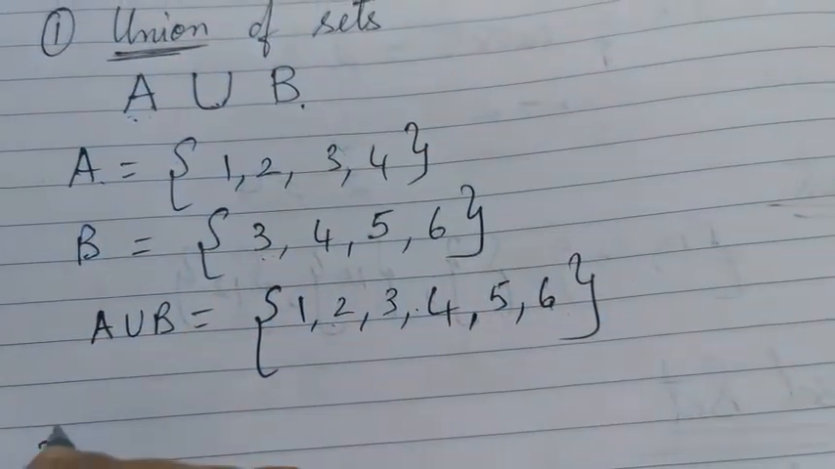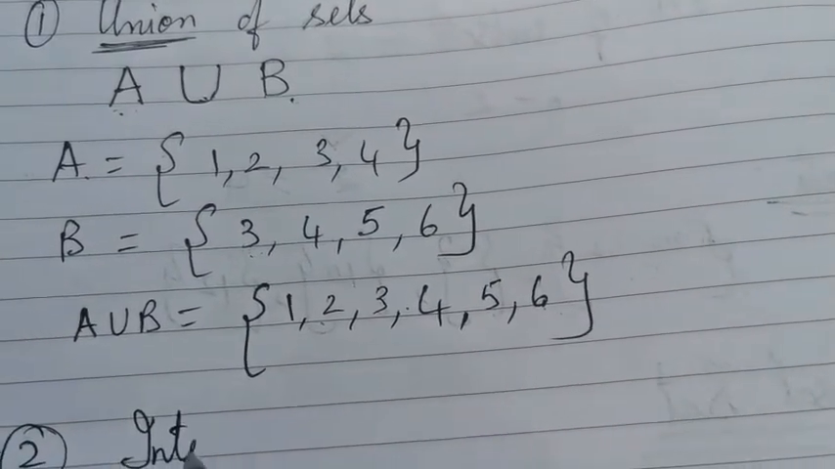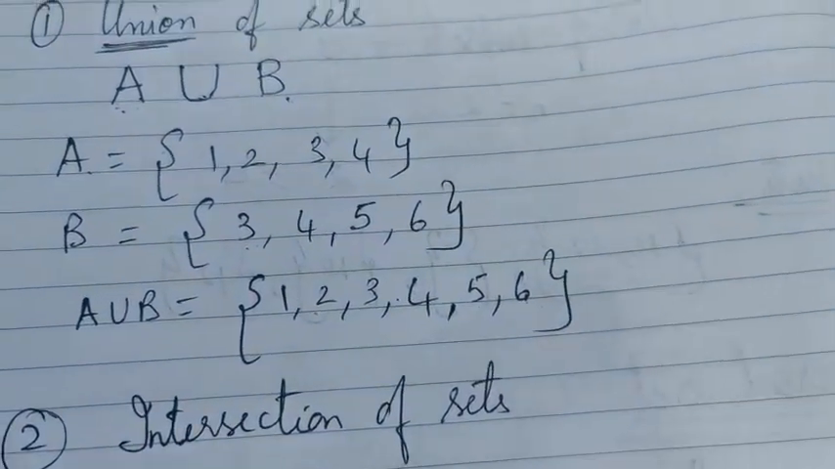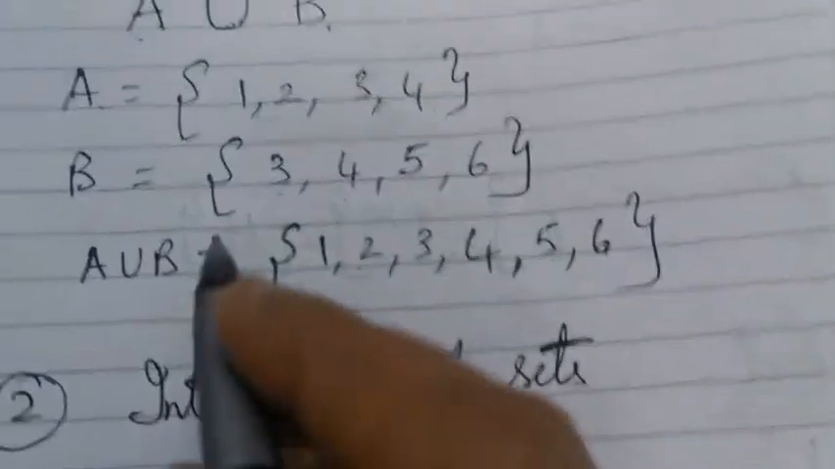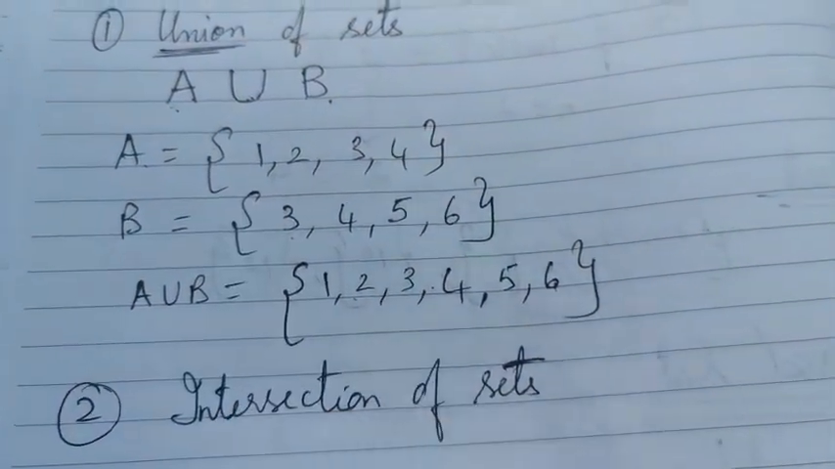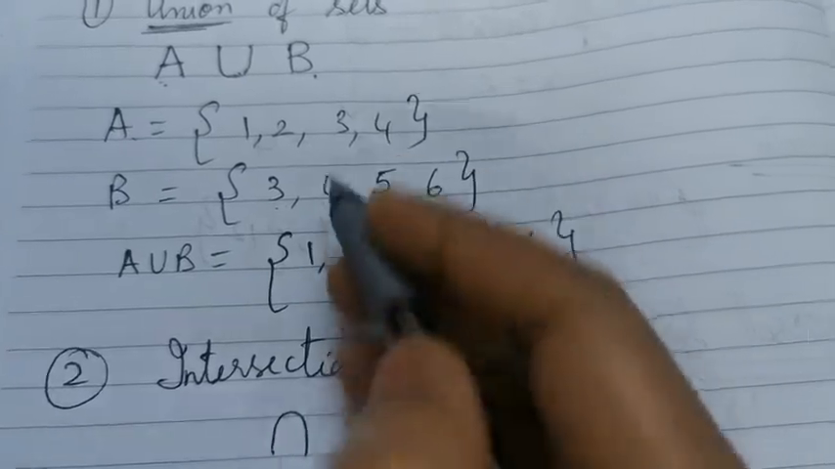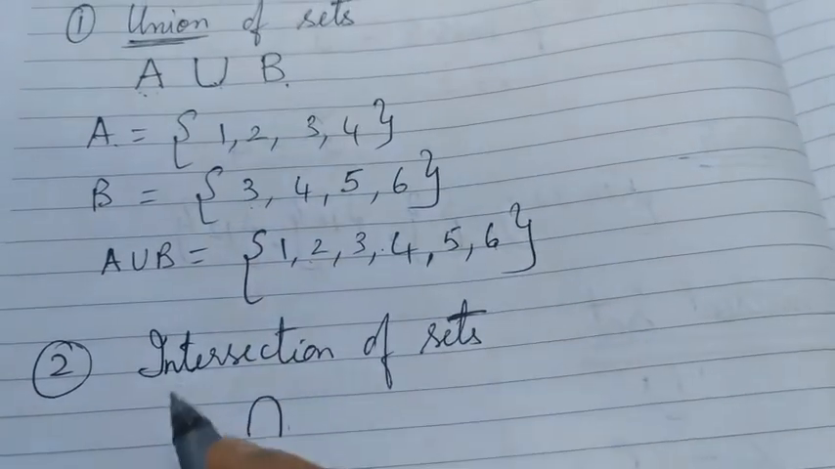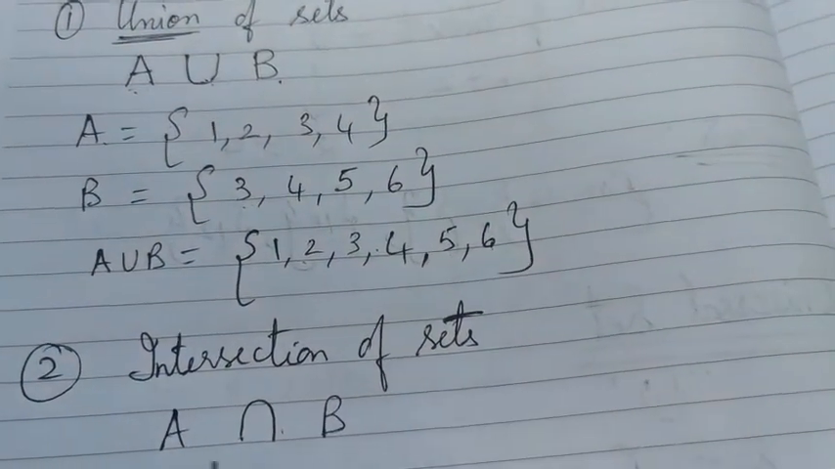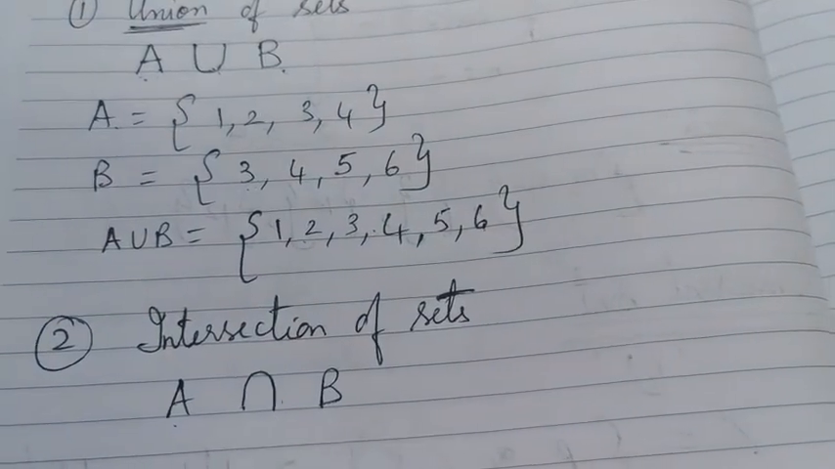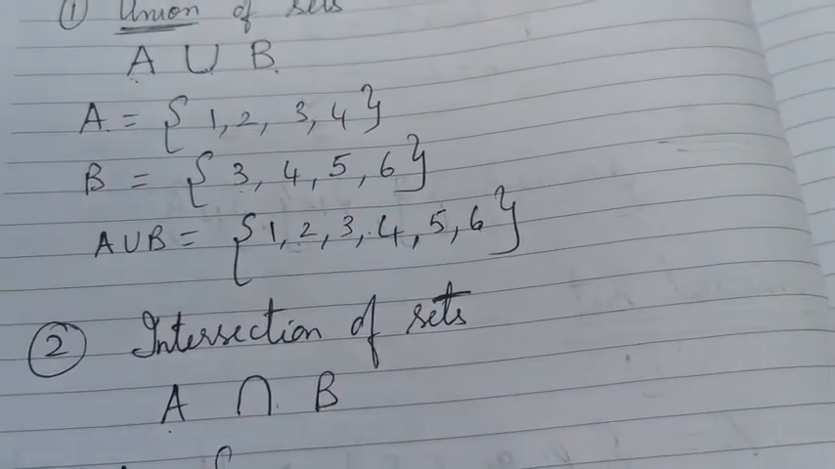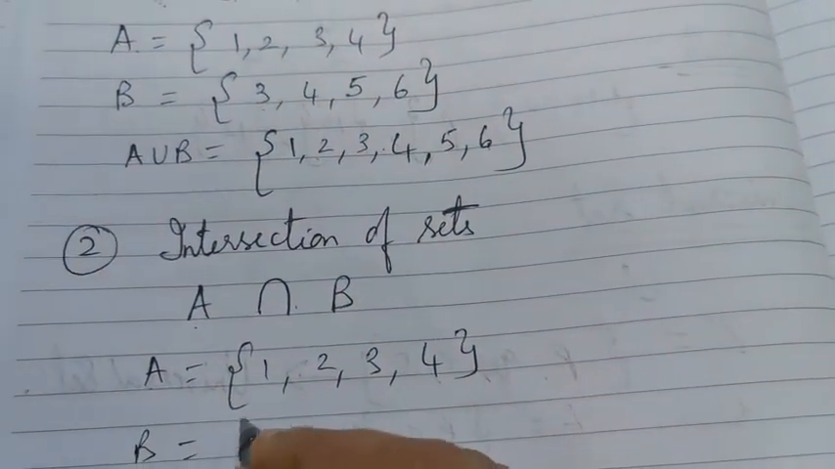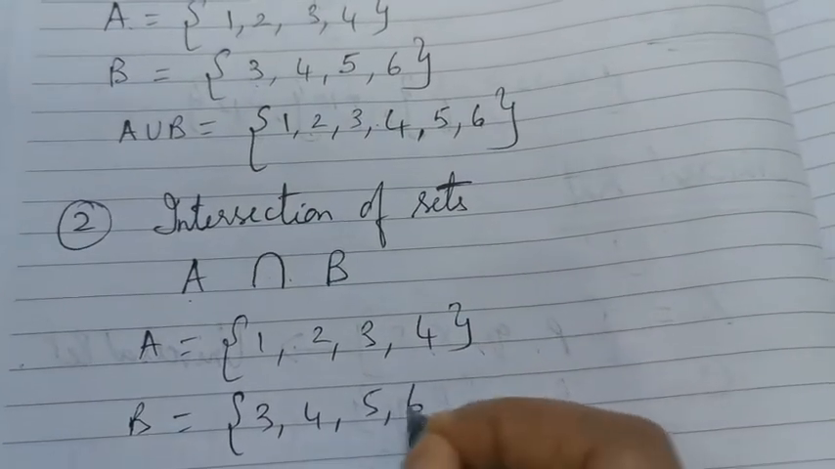Now the second operation is intersection of sets. Let me take the same example, and the symbol for intersection is the upside down of the union symbol. So you will write it upside down. So A and B, this is read as A intersection B. Now I am taking the same example: A is 1, 2, 3, 4, and B has 3, 4, 5 and 6.